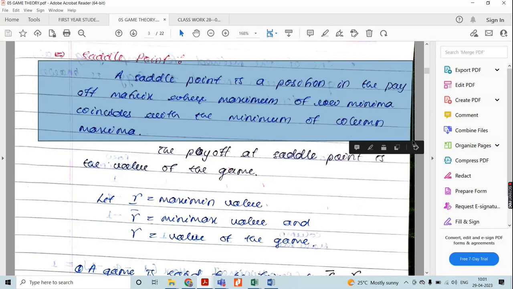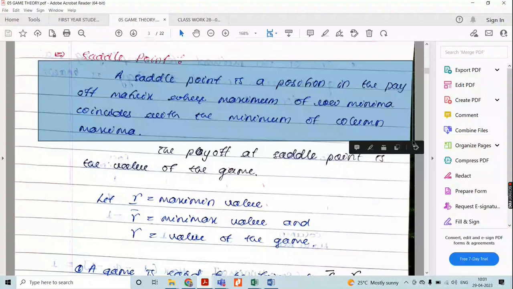Whatever the value is, it gets into the max-min principle and the min-max principle. If those two are equal, then that point of intersection in the payoff matrix is called a saddle point. This saddle point gives each individual player control over the losses that happen. To control that, the saddle point is used.